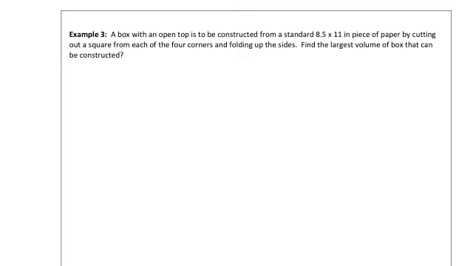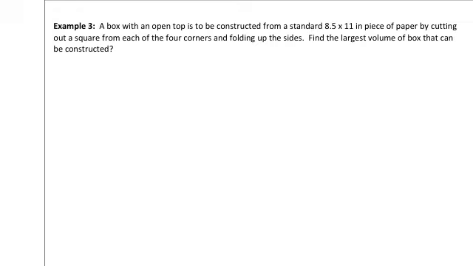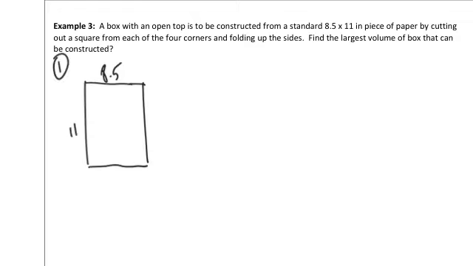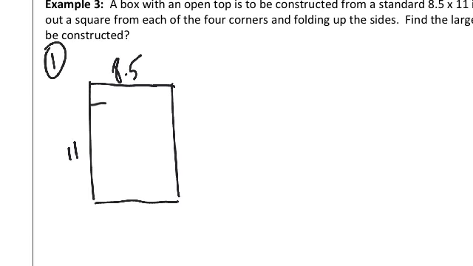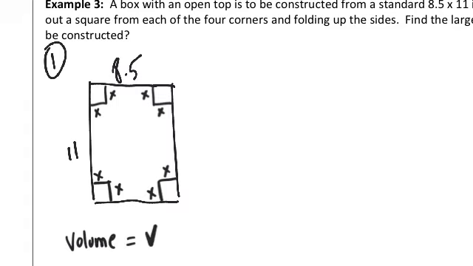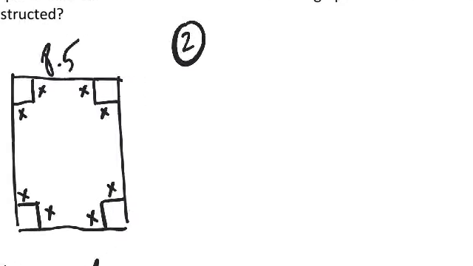A box with an open top is to be constructed from a standard 8.5 by 11 piece of paper by cutting out a square from each of the 4 corners and folding up the sides. Find the largest volume of box that can be constructed. So we've got an 8.5 by 11 piece of paper. This is my step 1, the picture. I know I'm cutting a square out of each of the corners, and I can give the square side the name X. I know that I'm dealing with the volume, so the volume of my box, I'm going to call it V. Okay, so then step 2 will be to write an equation for V.